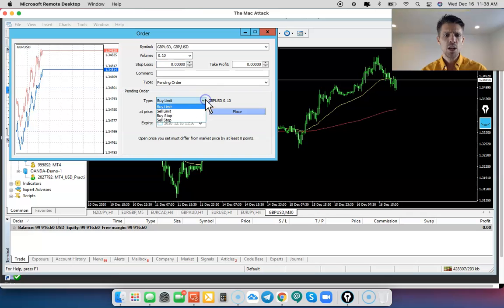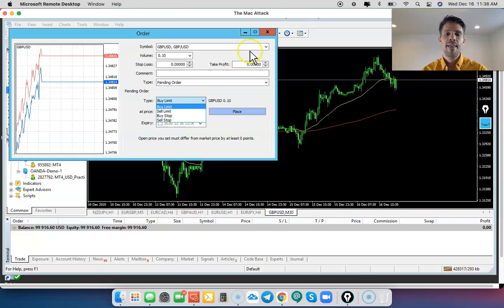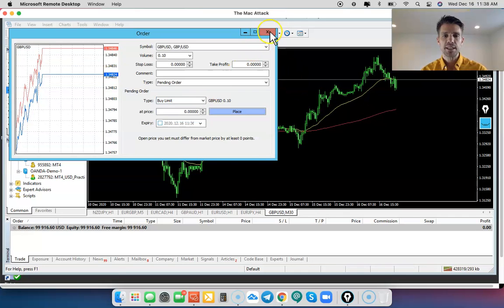But let's talk about when we need to use one versus the other. Why would I use a buy limit versus a buy stop? Some of you are very familiar with this, some of you are not. Let's review it. Let's go to the charts for a second.